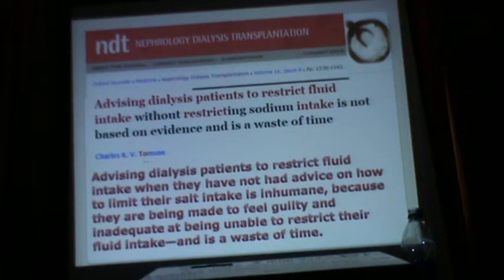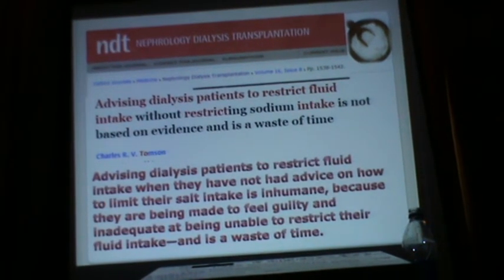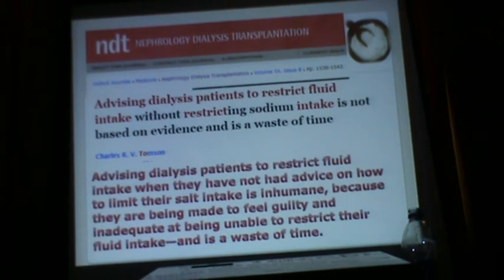Advising the patient to restrict fluid intake without restricting sodium intake is not based on evidence and is a waste of time. The statement in the article is very important, despite being old, 11 years now. Charles Thompson says advising the dialysis patient to restrict fluid intake when they haven't had advice on how to limit their salt intake is inhuman, because they are being made to feel guilty and inadequate at being unable to restrict their fluid intake, and it is a waste of time.